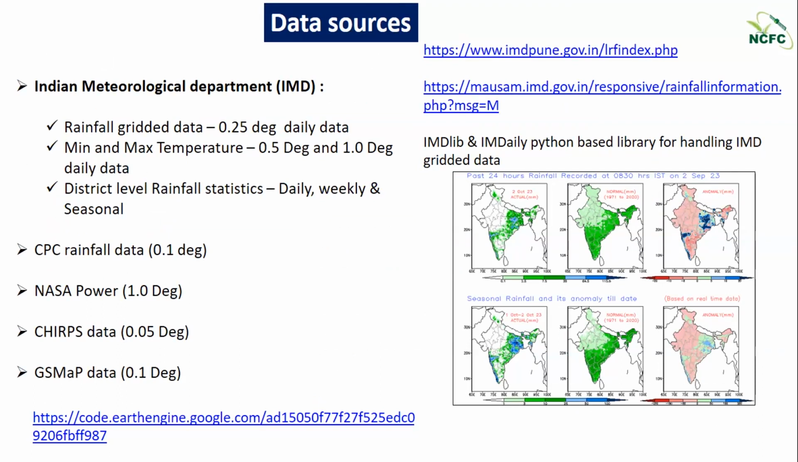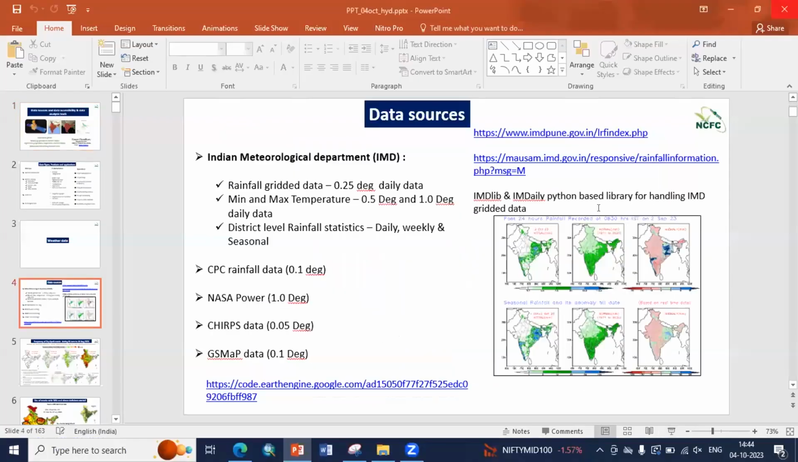And second, minimum and maximum temperature is available at both 1 degree, which means around 110 kilometer, and also at 50 kilometer spatial resolution, as daily data, and of course for the long term also. IMD also publishes district level rainfall statistics based on daily, weekly, and seasonal reports in PDF files. You can download those and convert them into a GIS format. I'll just go to this link and show you from where you can get these kinds of data sets.